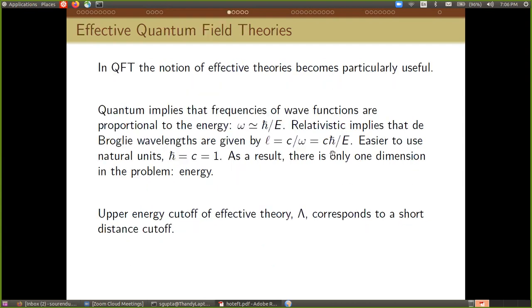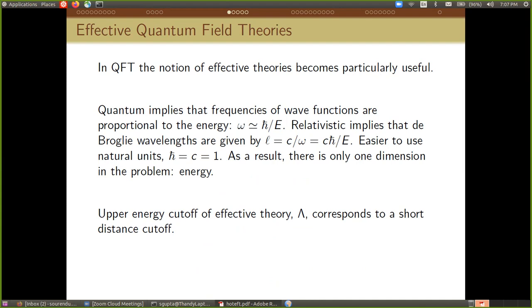Okay, now that was a simple kind of step into effective theories. But actually what I want to do is to use effective quantum field theories. Now, why is it that this is so very important in quantum field theory?